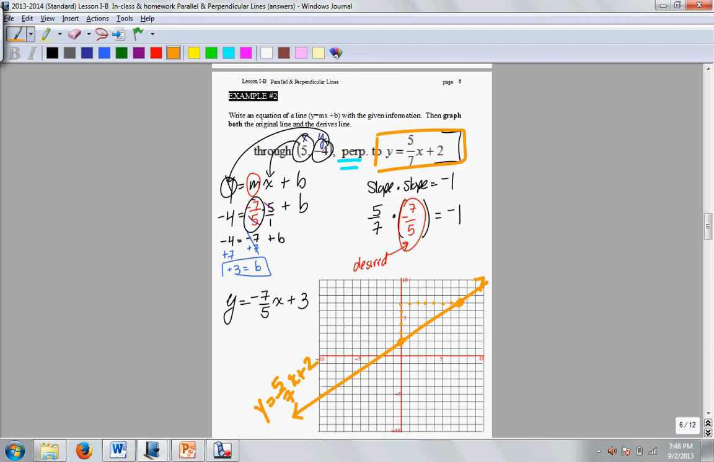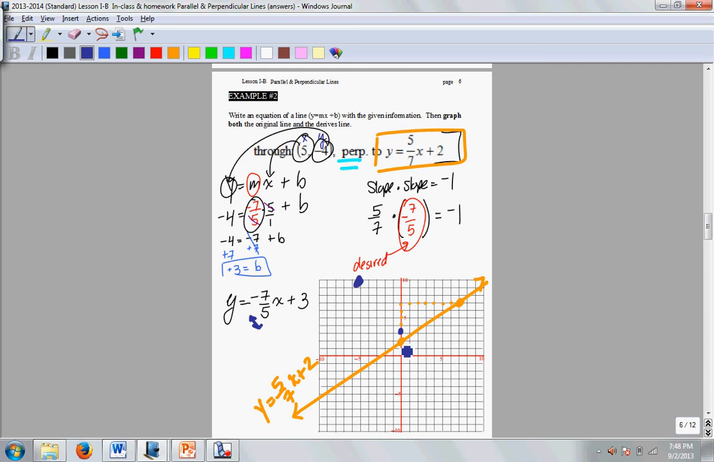Now let's graph our desired line, or derived line. We're going to start at +3. 1, 2, 3. And this one, we want our line to slope downward from left to right because it's negative. So I'm going to rise 7 and run 5. 1, 2, 3, 4, 5, 6, 7. And run 5 to the left now. 1, 2, 3, 4, 5.